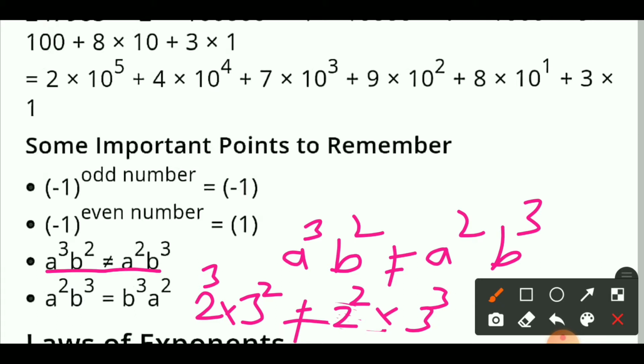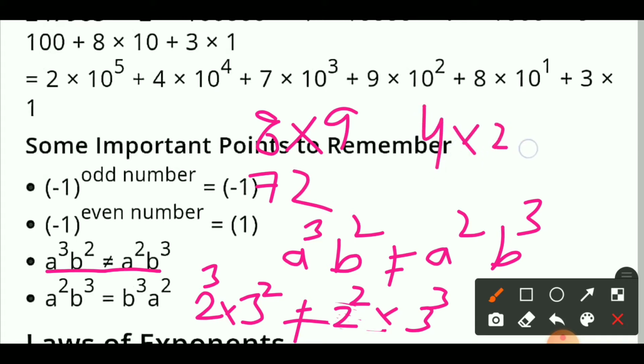2 raised to power 3 means 2 into 2 into 2, which equals 8, and 3 raised to power 2 means 9. 8 times 9 is 72. And here 2 times 2 is 4, 3 times 3 is 9, 9 times 3 is 27, and 27 times 4 is 108, which is not equal. Yes or no? That's why we cannot write like this.